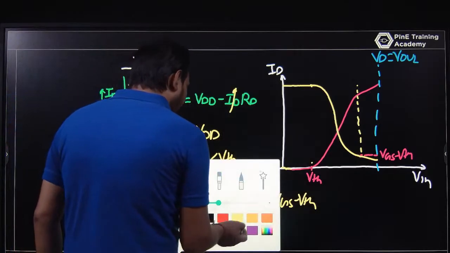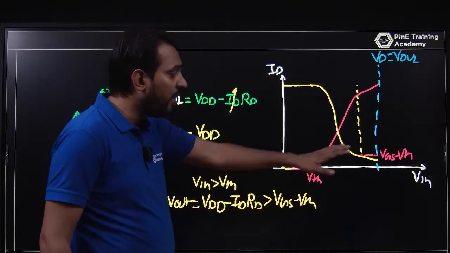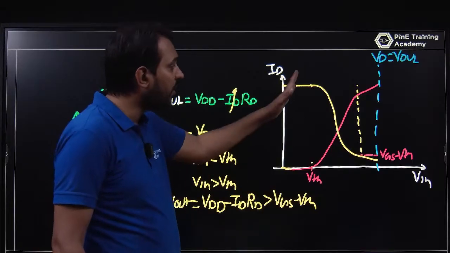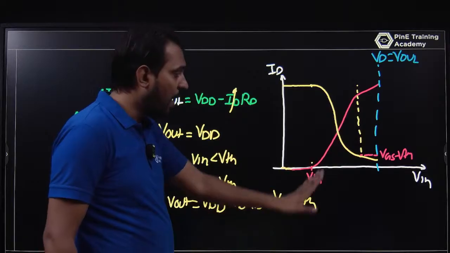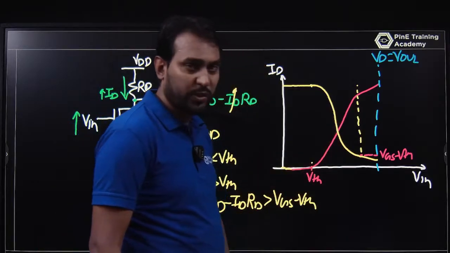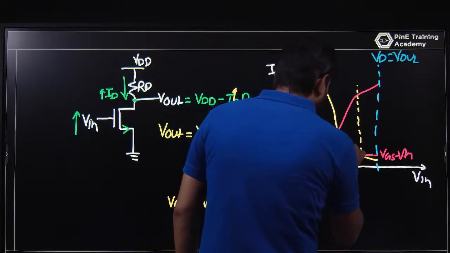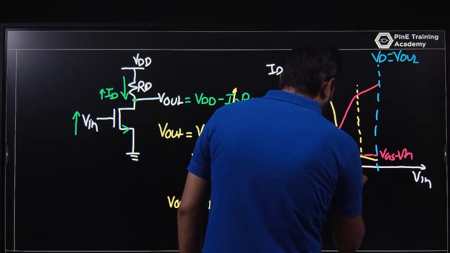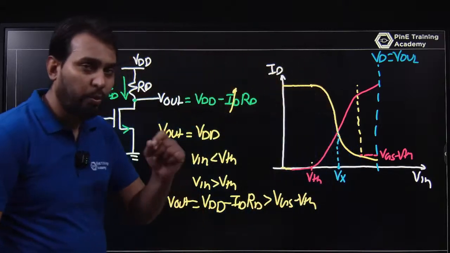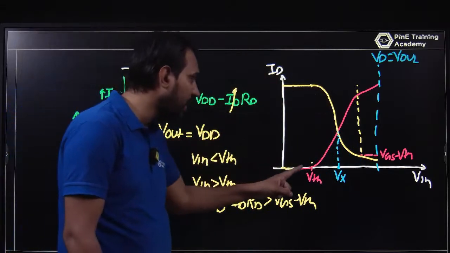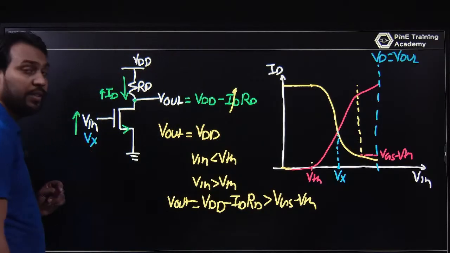So I am just focusing on the saturation region. I am not interested in the linear region. I am just interested in saturation. I am not interested in cutoff and linear. I am only focused on the region where the MOSFET is in the saturation region. And let me assume you have this voltage that is the Vx voltage. This is the operating voltage. I am just using the MOSFET voltage as Vx.